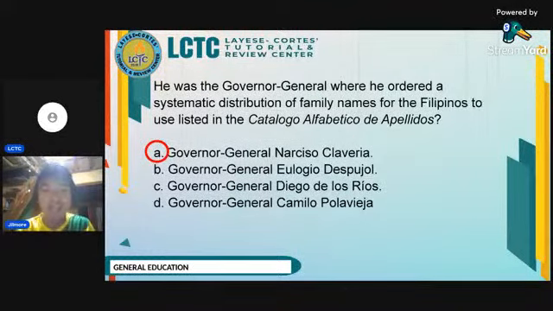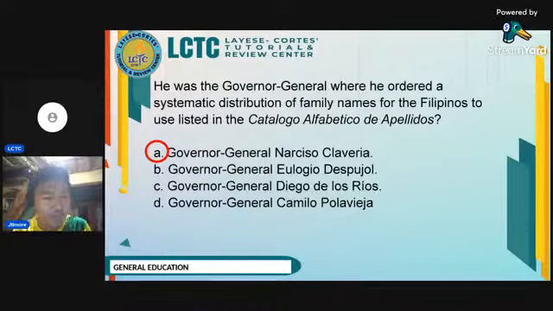The last Governor General. Just remember that one. The last. Narciso Claveria, systematic list of family names for Filipinos. Despujol, exiled Rizal to Dapitan. He was the one who sent Rizal to Dapitan. Polavieja, he signed the execution of Dr. Jose Rizal. De los Reyes, the last Governor General of the Philippines. Okay. He was the Governor General when the Spanish-American War took place.